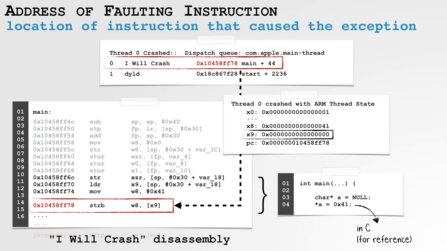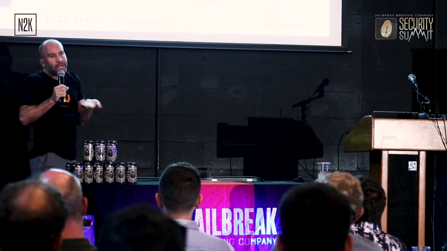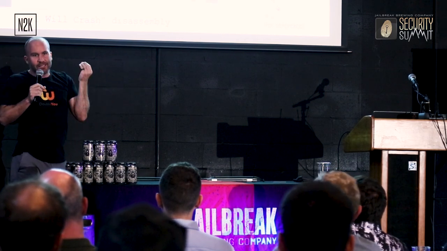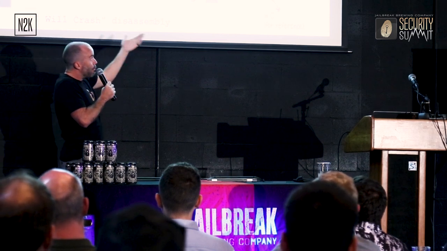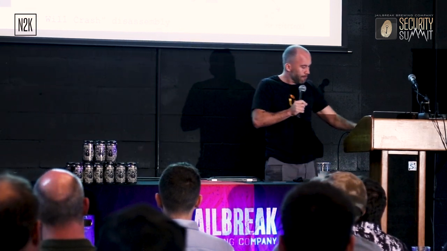So back to our example of the null pointer dereference, we can see from the crash report that we have an address that ends in F78. If we go in the disassembly to that same address, we can see that it's a store instruction where it's trying to store the W8 register, or the value in the W8 register, into the address pointed to by the X9 register. And if we go look at the crashed thread state, we can see that the X9 register holds zero. As I mentioned, you can't store something at memory address zero. This is a standard null pointer dereference, which if you remember is exactly the bug we had in the source code. All right, so that was some crash report basics.